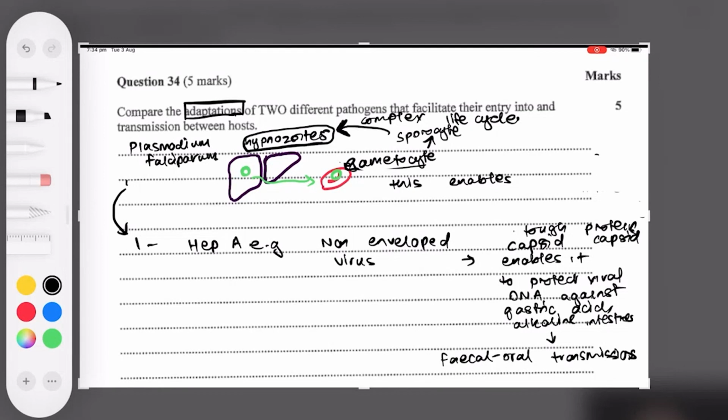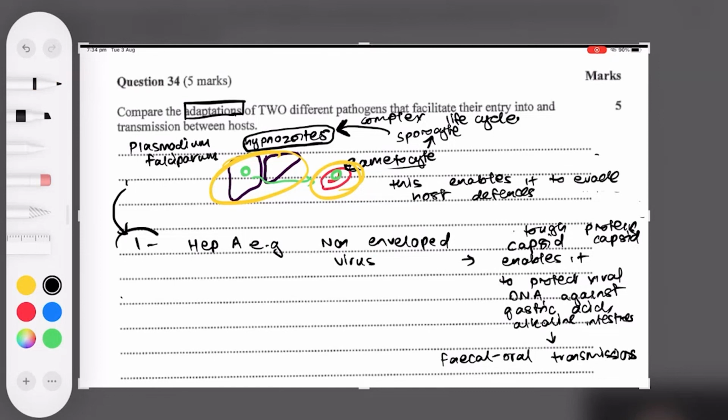It has a complex life cycle in which it travels between the liver and red blood cells. I think that will be enough to give you full marks. So maybe just mention liver and red blood cells. Don't worry about the buzzwords there. And this enables it to evade host defenses. Good. So those are all of yours.